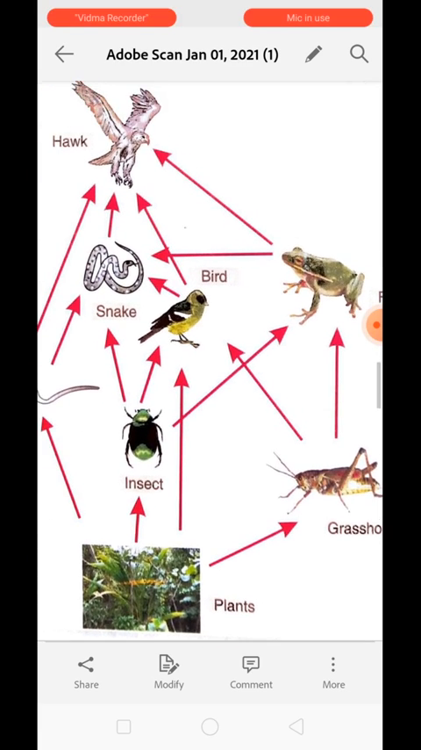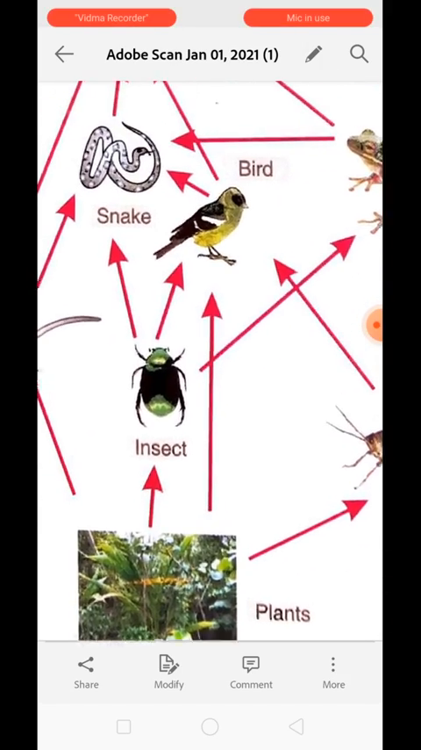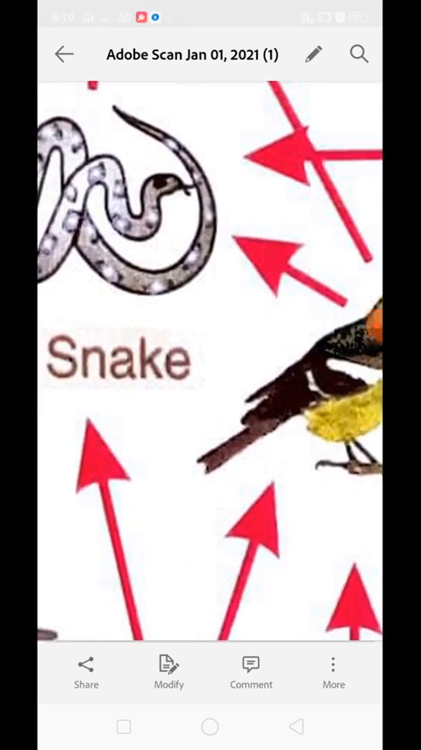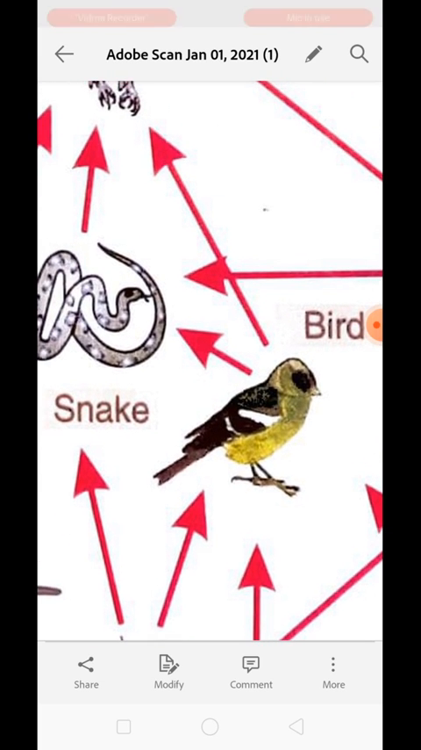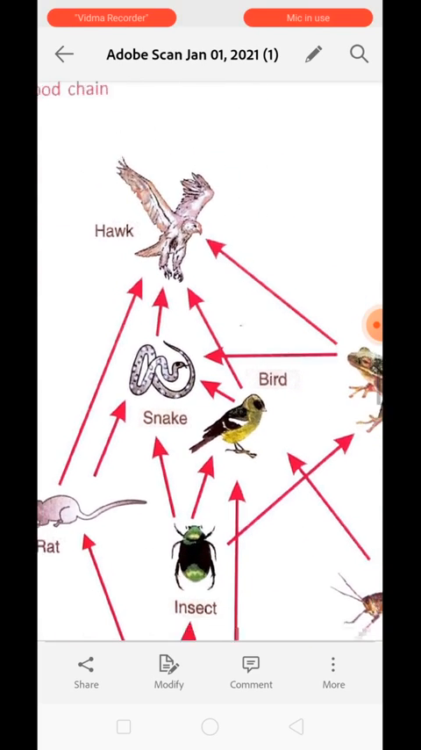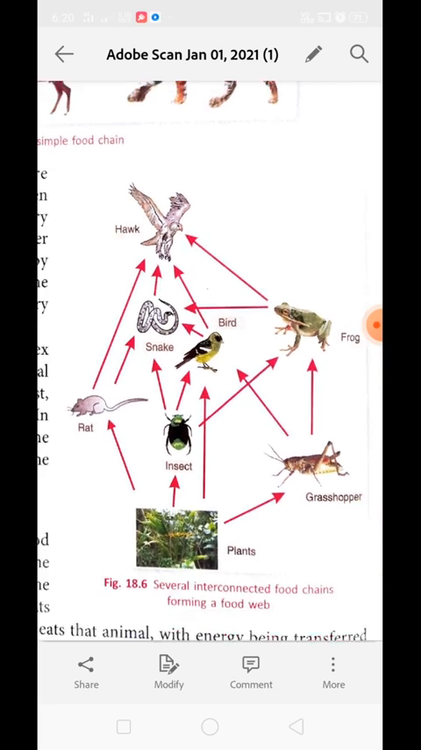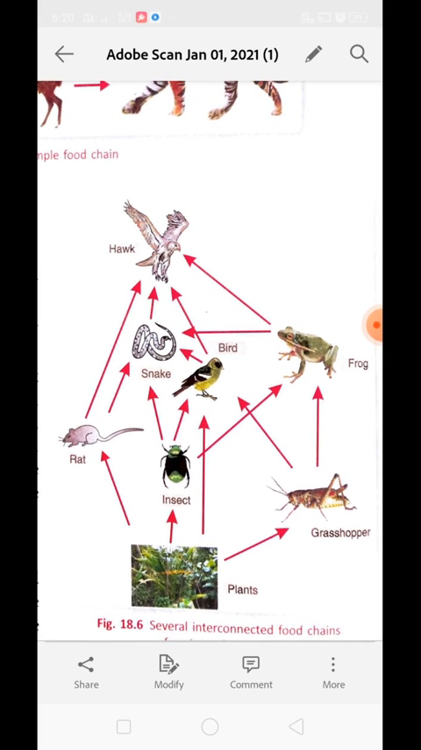For example, the grasses are fed upon by insects, which can be eaten by a bird or by a snake, and this bird can be eaten by a snake, and the snake can be eaten by a hawk. Okay, this is what a food chain is. But now, just look at this picture. It is a complex of many food chains. In this, so many food chains are linked with each other. This type of link is known as a food web.